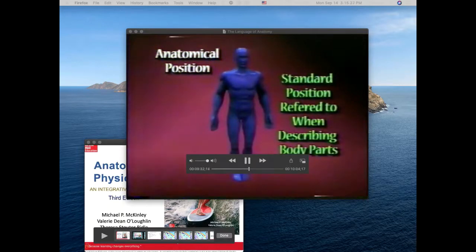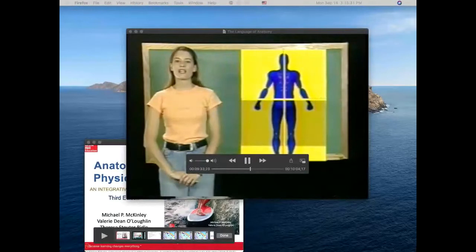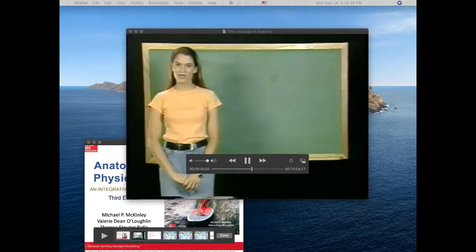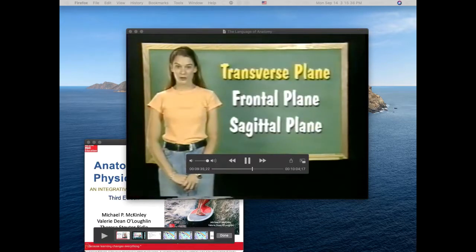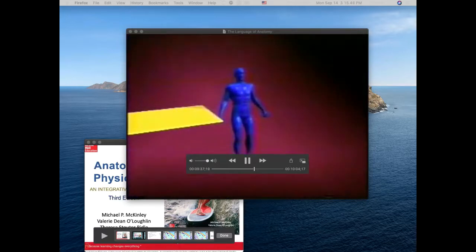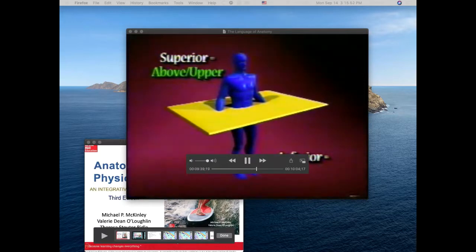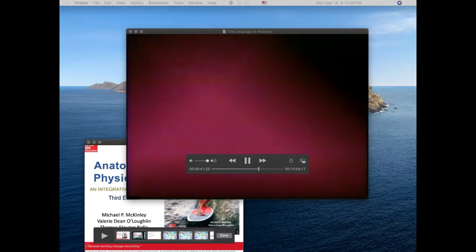This is the standard position we refer to when we describe the location of body parts. We do this by separating the body into distinct parts using imaginary planes. These planes are known as the transverse plane, the frontal plane, and the sagittal plane. The transverse or horizontal plane runs from right to left and divides the body into superior and inferior sections. Superior means above or upper, and inferior means below or lower. So the head is superior to the neck.